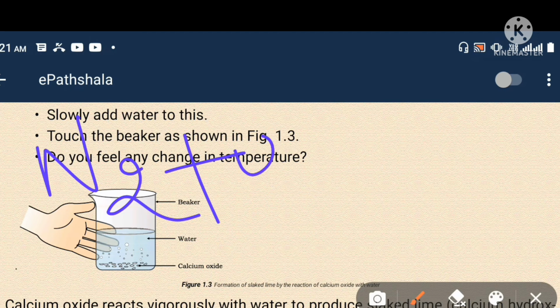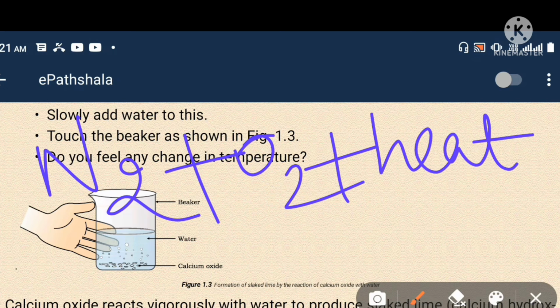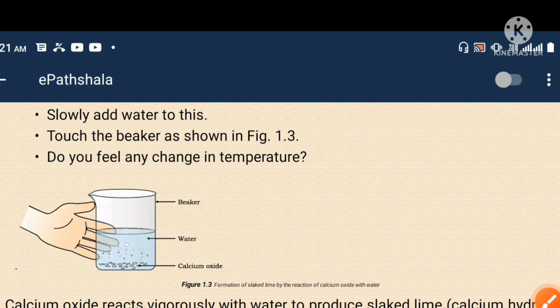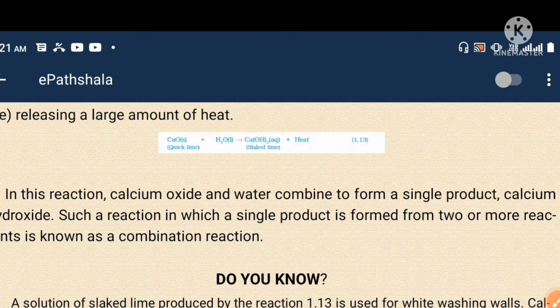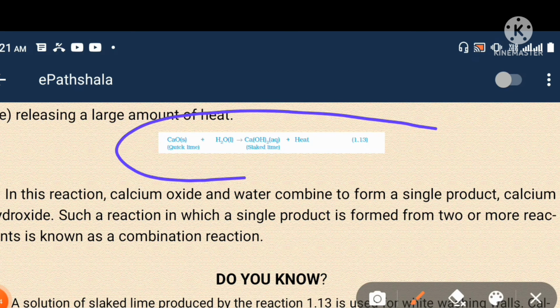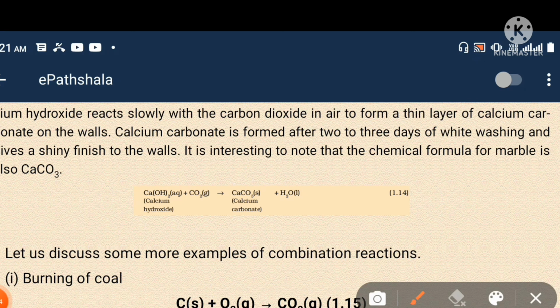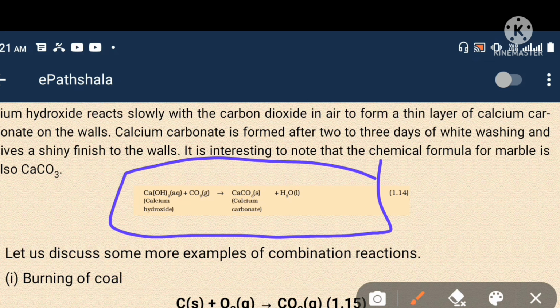Like see here an example, N2 plus O2 plus heat forms NO2. Understood? See the reactions given here. We have discussed calcium oxide plus water forms calcium hydroxide plus heat. Again, calcium hydroxide slowly reacts with carbon dioxide to form a thin layer of calcium carbonate plus heat.